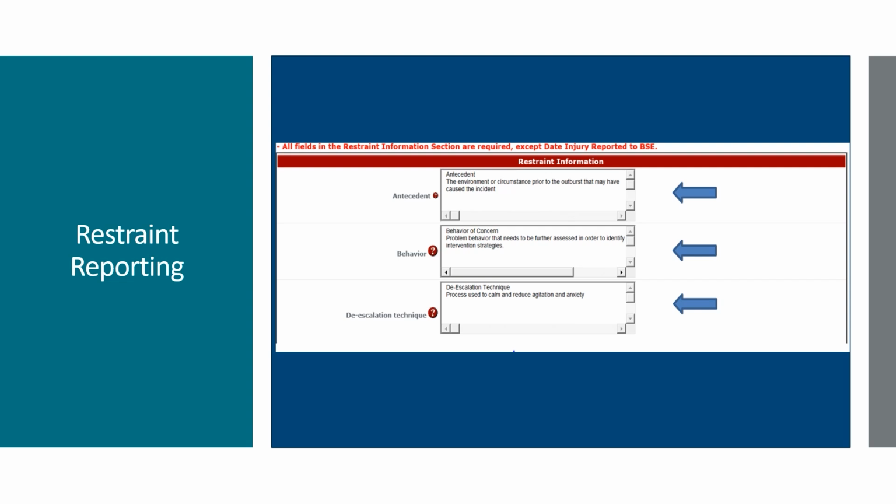In the third box, you should provide documentation of the lesser restrictive measures or de-escalation techniques you tried before a restraint had to be implemented. An example of de-escalation techniques: the teacher utilized a calm voice, if-then statements, and proximity control. An additional tip: do not use names of students and staff. Avoid acronyms, and be specific and detailed.